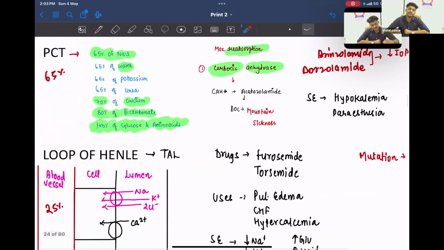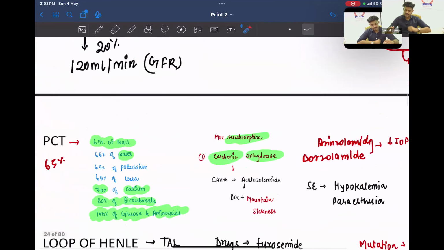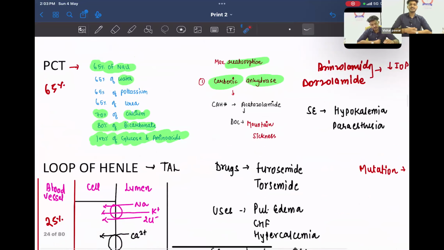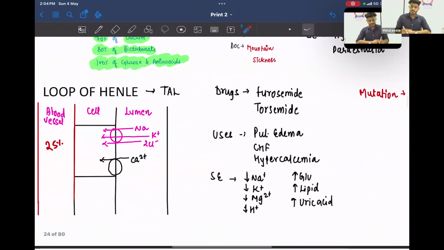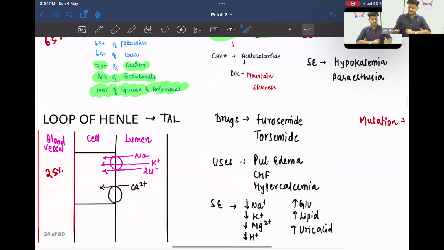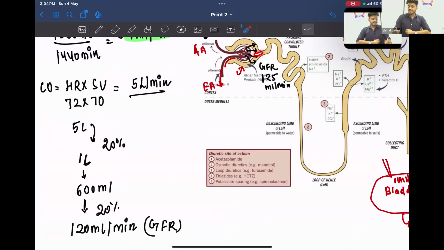Now let's try to come back. We are having PCT. I'll just give you the recap, right? What is happening here? PCT will be having which pump? Speak. Carbonic anhydrase pump. How much amount of sodium will be reabsorbed? 65% of sodium will be reabsorbed, right? The second part we are having is the loop of Henle. Loop of Henle will be present somewhere here. Here we are making what? Urine making. We are making what?